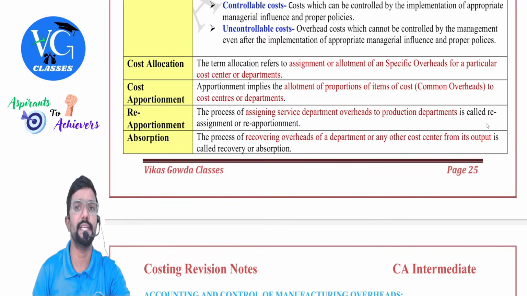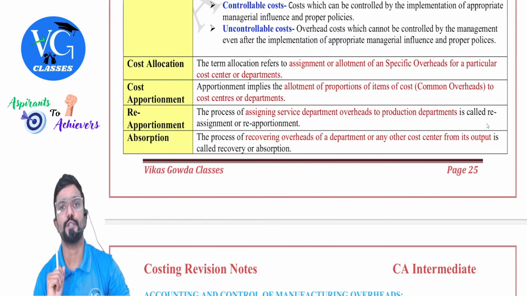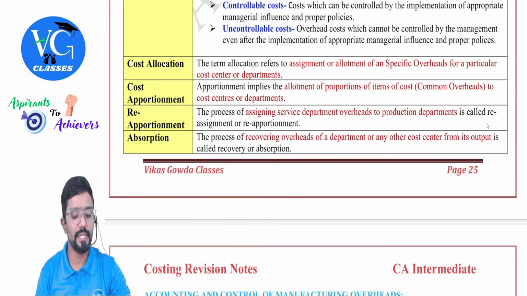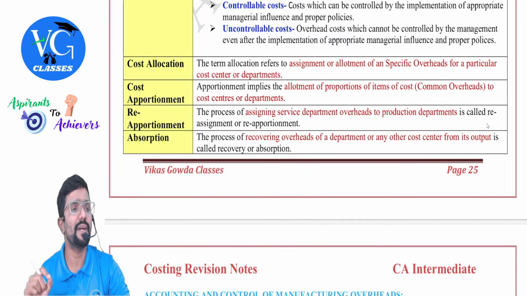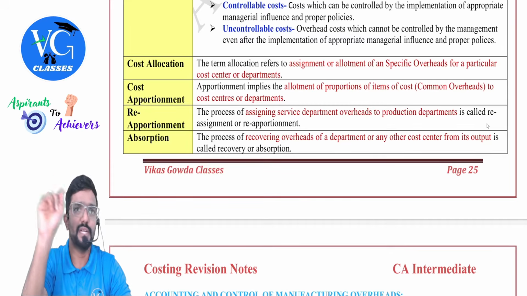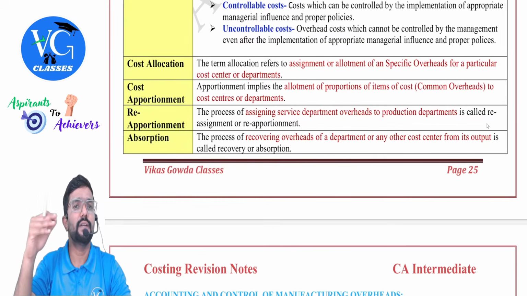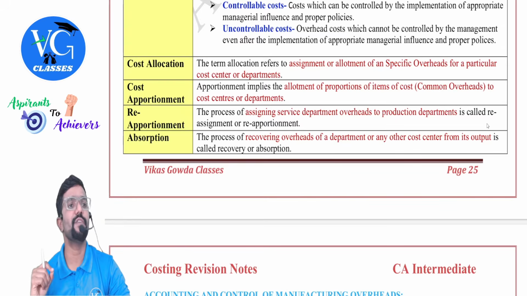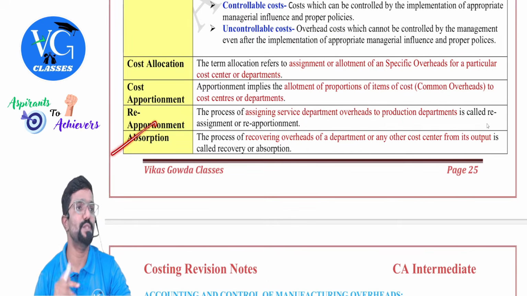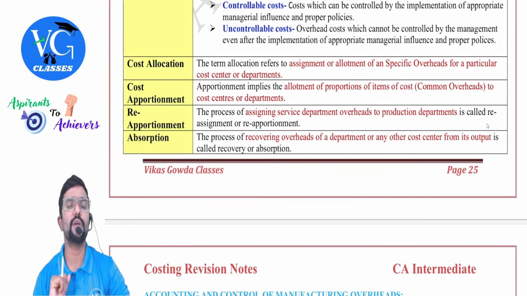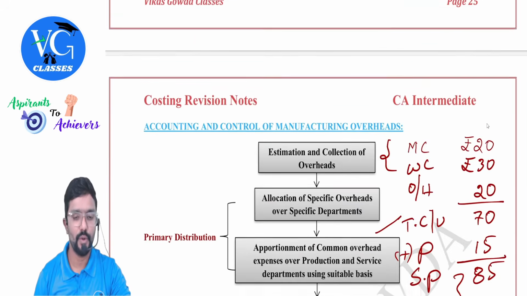Where, sir? In secondary distribution. That is called reapportionment. And at the end of secondary distribution, we will get the overhead cost for each and every unit. That is nothing but the recovery rate or absorption rate. One and the same. Clear? Using that, we will charge the overhead cost to each and every unit produced. That is called absorption. Absorption or recovery of overheads.